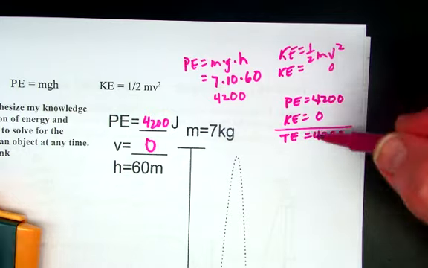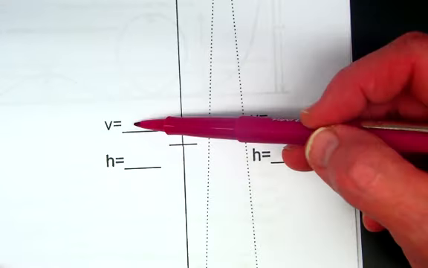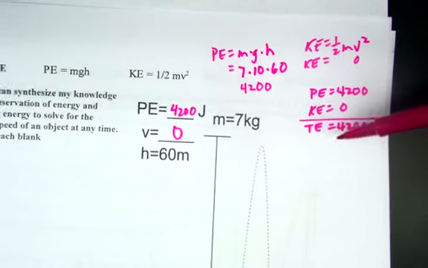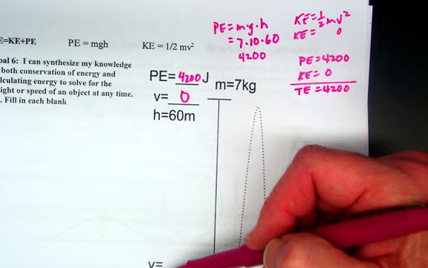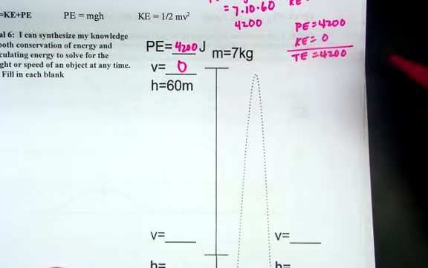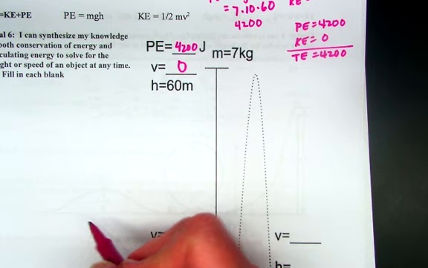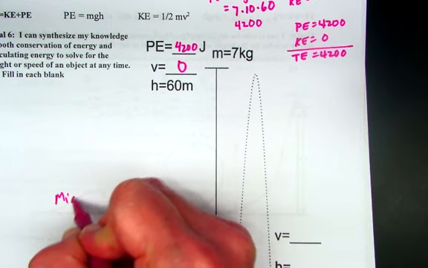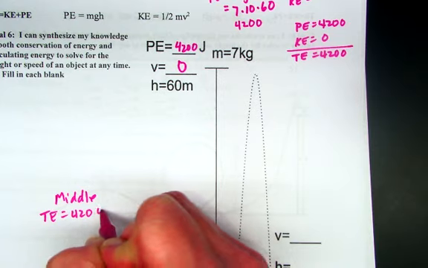The step is not written anywhere here. But for you to answer the rest of these problems, you're going to have to know the total energy at each position, middle and bottom, and you're going to have to work backwards to find out what the potential and what the kinetic energy is at each place, and then you can solve for V and H. So if we know the total energy at the top is 4,200, then we know at the middle, the total energy has to be 4,200.